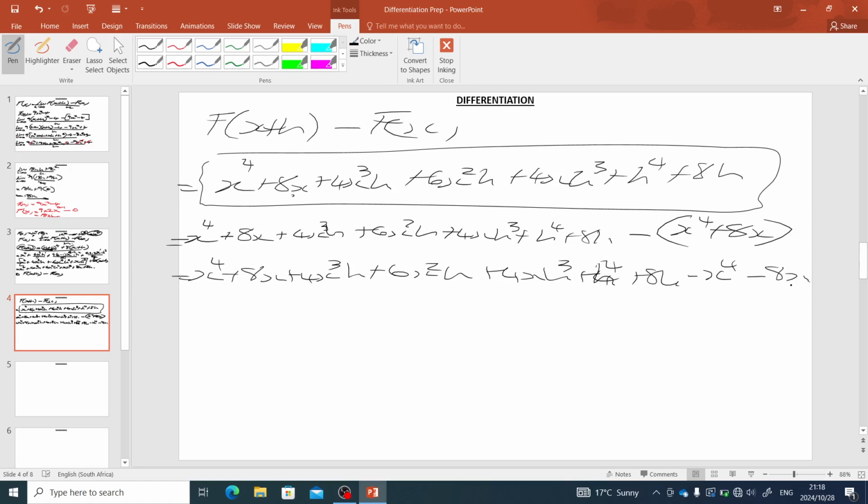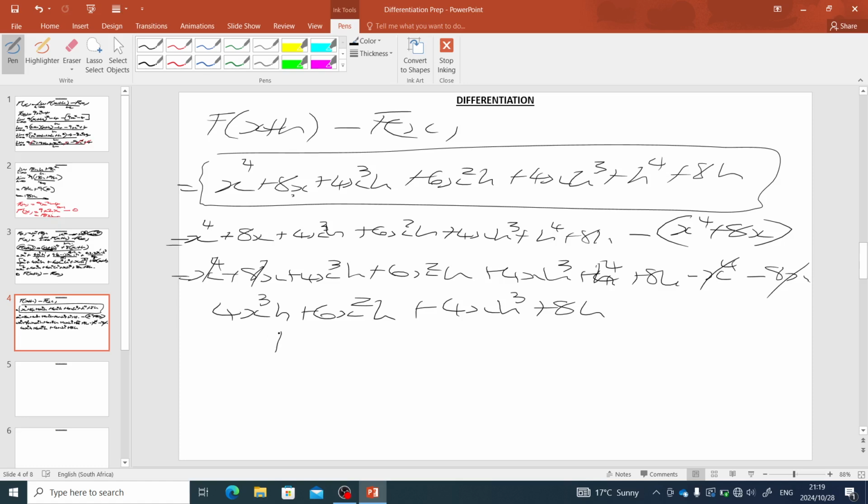Then from there we can add the like terms. When we add this one with that one, they will fall out. When we add this one and that one, it will fall out. Then we are left with 4x cubed h plus 6x squared multiplied by h plus 4x h cubed plus 8h. That's what we are left with. We can then proceed to the third step that we need to take.